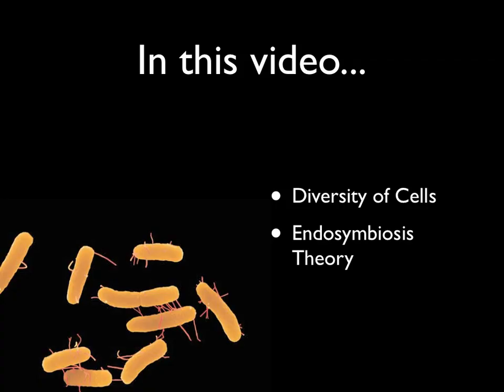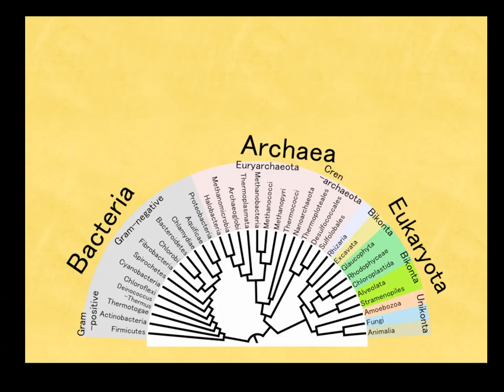In this video, we'll be taking a look at the diversity of cells and an idea called endosymbiosis theory, which tries to explain the origin of eukaryotes.